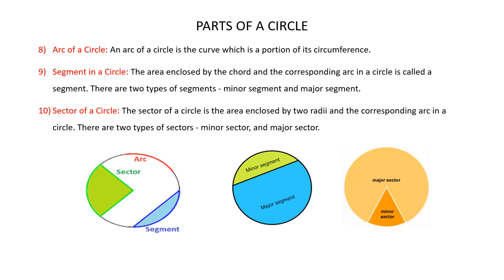So we have two types of segments in a circle depending on the size. This is the minor segment and this is the major segment.